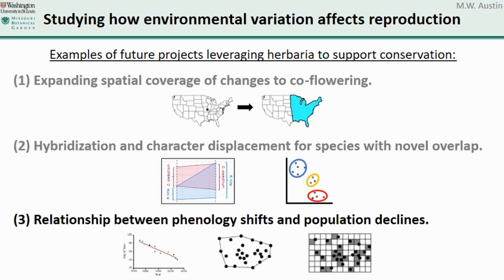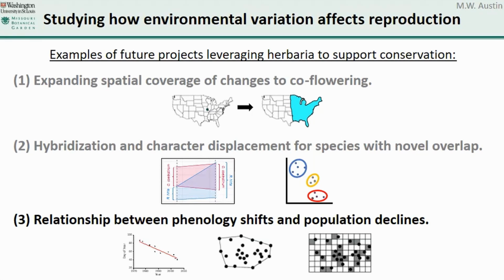And finally, I would love to compare estimates of phenological changes with my rapid assessments of conservation status by looking at the relationship between changes to flowering time and changes to extent of occurrence and area of occupancy. And by coupling estimates of phenological changes with estimates of changes to population size, we can provide a rough indication of whether phenological changes are either adaptive or maladaptive.